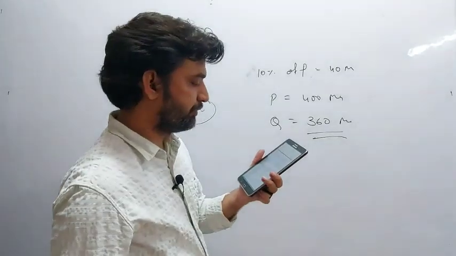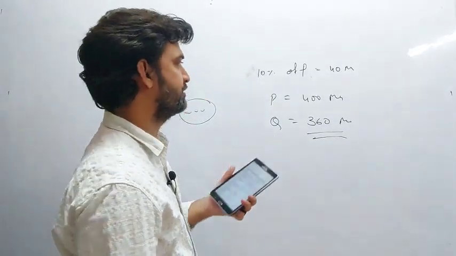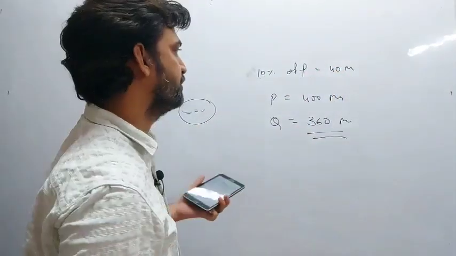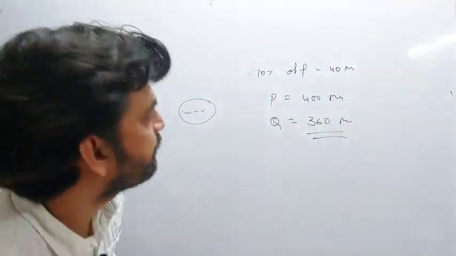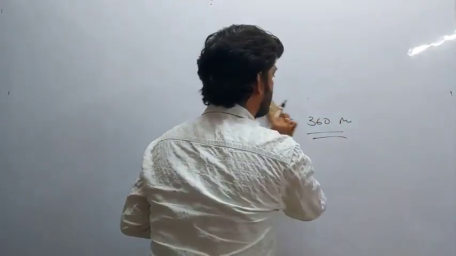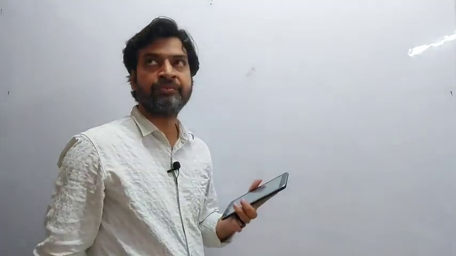In an examination, Q scored 10% less marks than P. So 10% of P is what? 40 marks. This is the difference between these two. So by this way, we can solve the question. Q is getting 360 and P is getting 400. And the question is asking about the marks of P. That means the answer is 400.